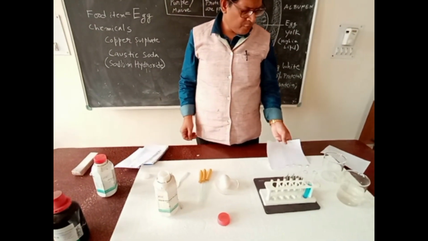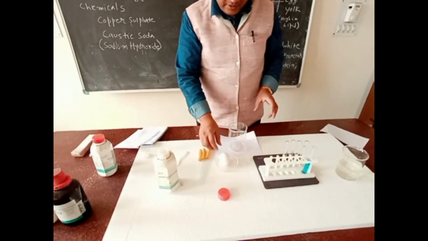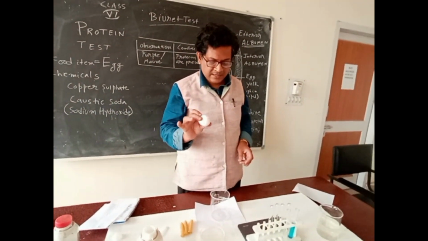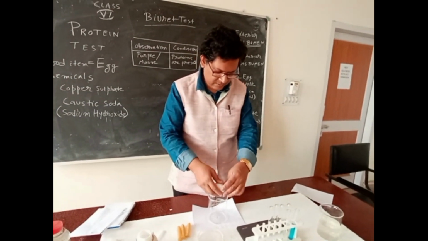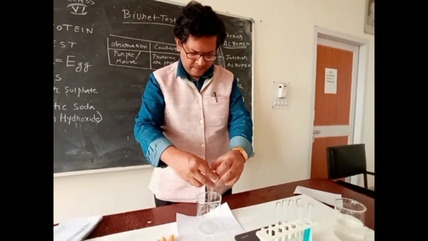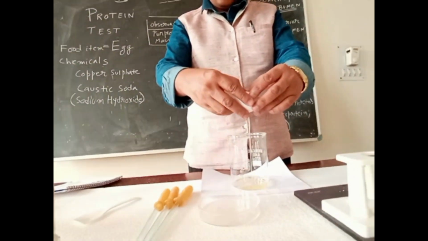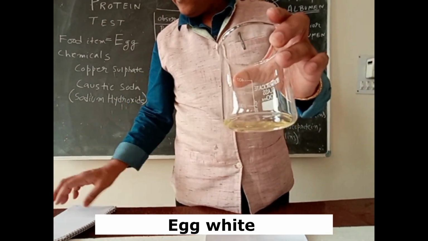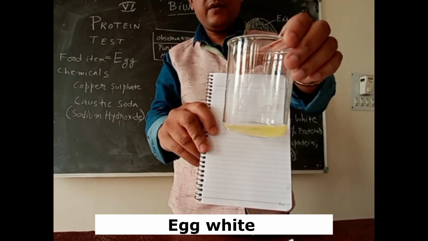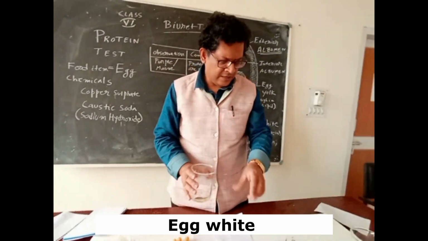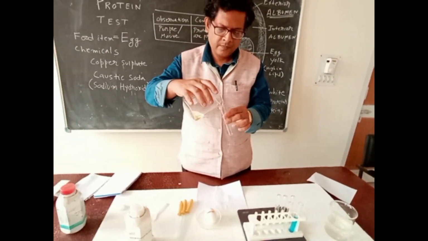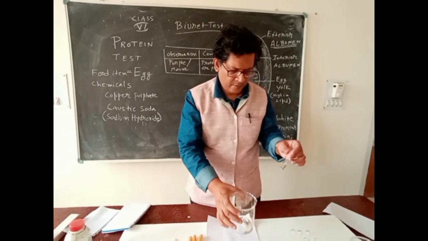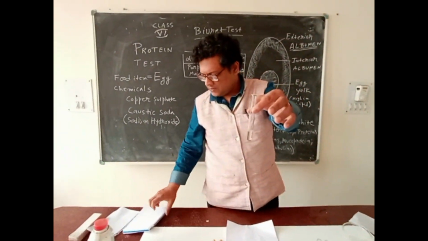Now I need protein. For protein, the egg is there, so we have to collect the white portion, not the yellow portion, that is the albumin. Now you can see, okay, I get enough white portion, and I pour it into a test tube.